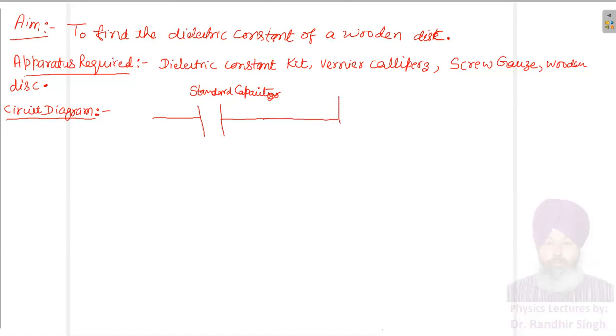Then we have a capacitor with dielectric or the wooden disc filled. This is the dielectric capacitor. And this is actually wooden disc that we have placed between the plates of the capacitor. Then we have a resistance.